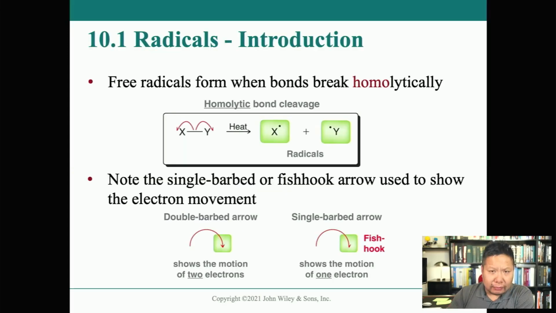Okay. So let's do a quick introduction on radicals. Free radicals form when bonds break homolytically, which we talked about before. Here we have a homolytic bond cleavage, and that's signified by a single barbed arrow or fishhook arrow, going in opposite directions. That means X will get one single electron, and Y will get one single electron, and those are both called radicals. Note that a single barbed or fishhook arrow is used to show the electron movement, as opposed to this, which is a double barbed arrow. That's for a pair of electrons moving. We'll be working with the single electron moving today with the fishhook.